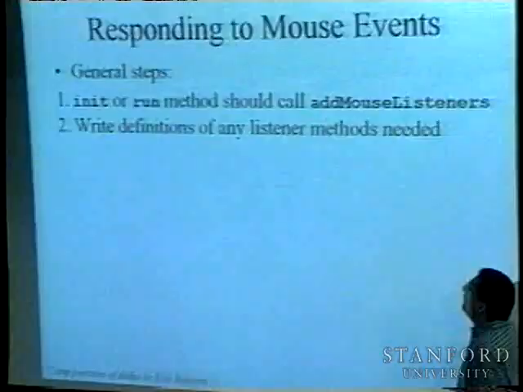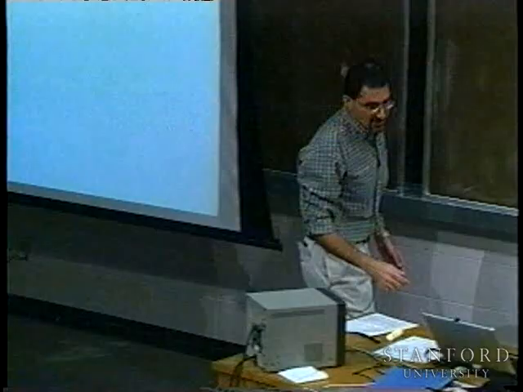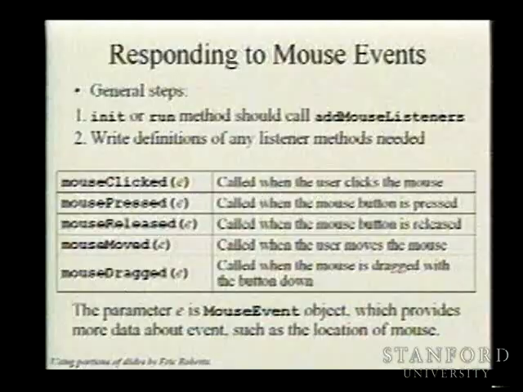And then what you need to do after you have your mouse listener in there is add definitions for any listeners you want to have. And so here's the common set of listeners for mouses. There's mouseClicked, which you just saw. That's called whenever the user clicks the mouse.